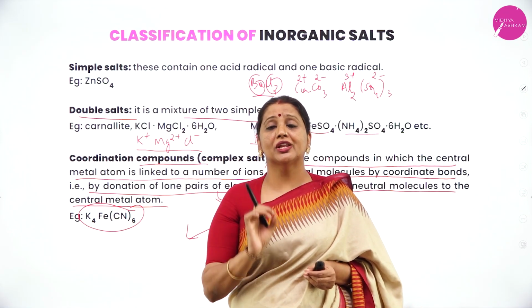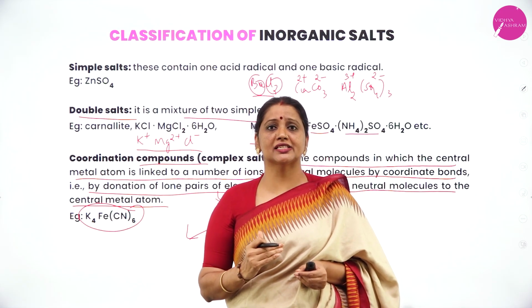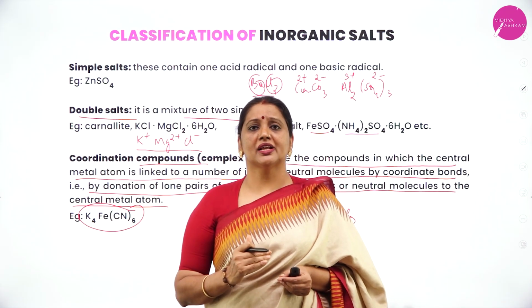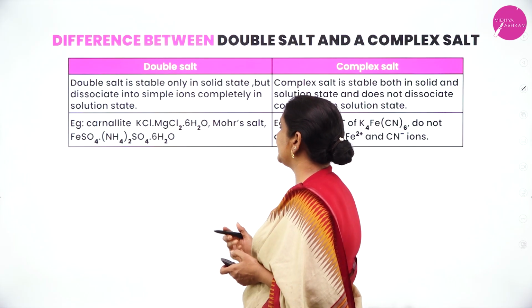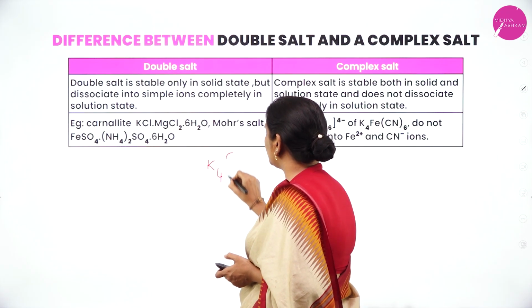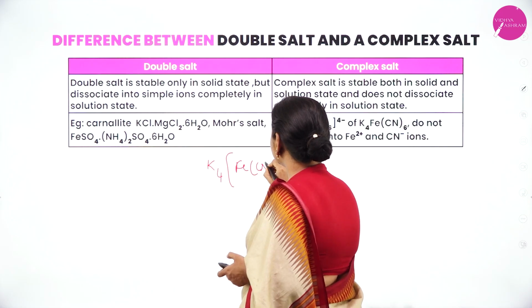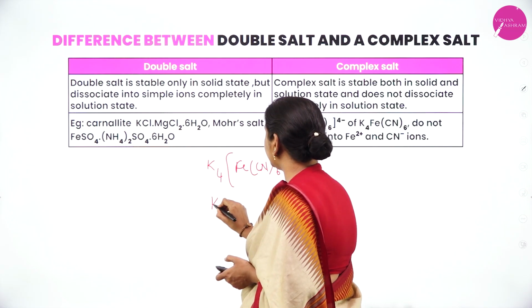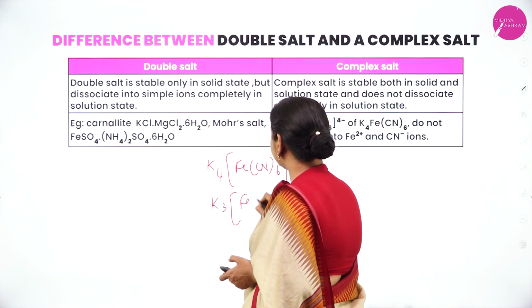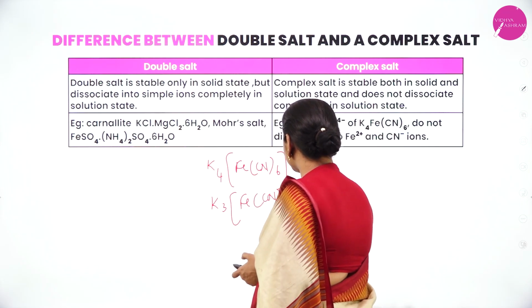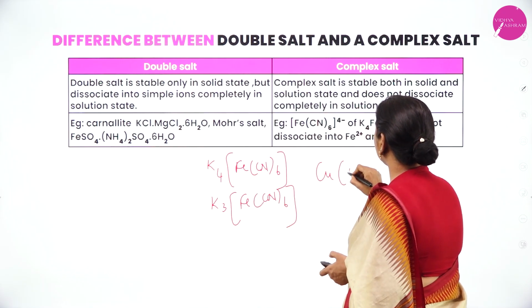So, examples: potassium ferrocyanide, potassium ferricyanide, cuprammonium sulfate. What are the three good examples for coordination compound? Potassium ferrocyanide, K4[Fe(CN)6]; potassium ferricyanide, K3[Fe(CN)6]; and cuprammonium sulfate.